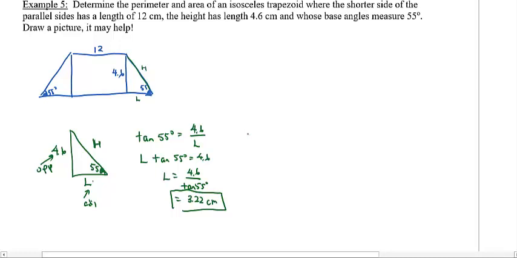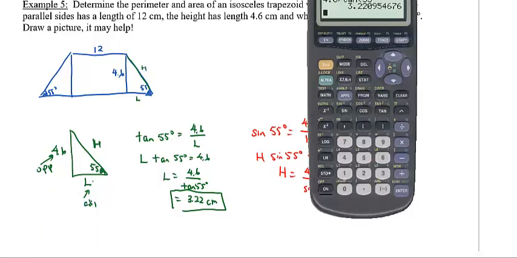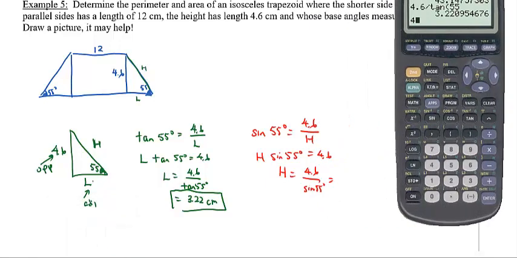Let's go ahead and find H. I'm going to use opposite on hypotenuse, so that's sine. Sine of 55 now equals 4.6 over H. Same methods of calculating. So what is this? 4.6 divided by sine 55 is 5.62.